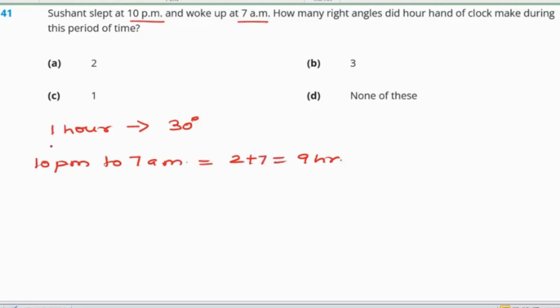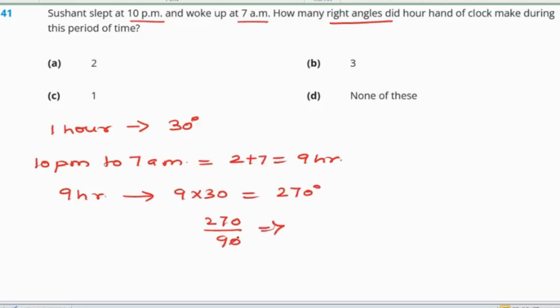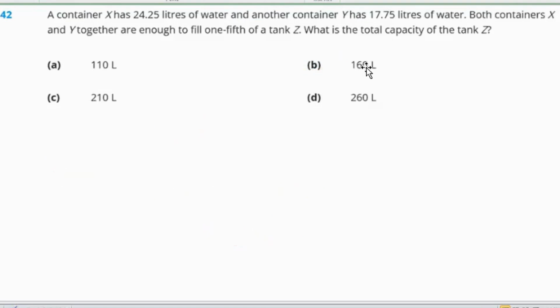Correct? So if in 1 hour there are 30 degrees, in 9 hours how many degrees will there be? 9 times 30, if we solve that, we will be getting 270 degrees. The question is asking the number of right angles, so we need to divide 270 by 90. We will be getting 3. So 3 right angles will be there. Understood? Okay.